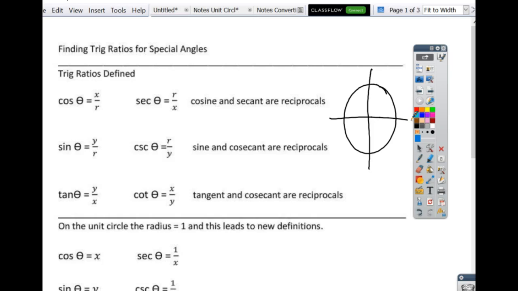So on the circle, okay, shh. On the circle. Yesterday we already found this was my x value, and this is my y value, and this is the radius. So the x value, the y value, and the radius.